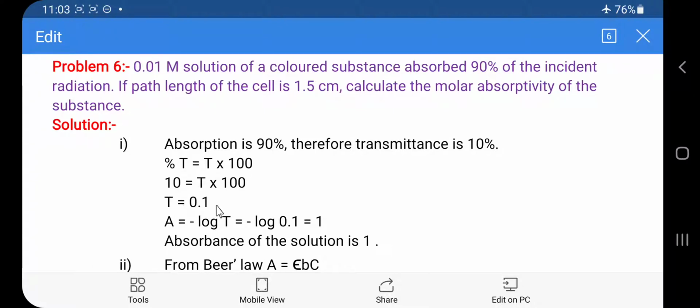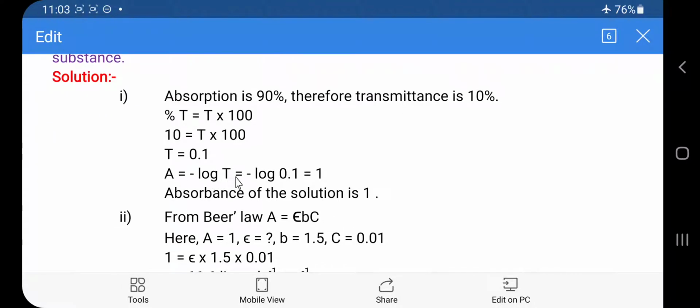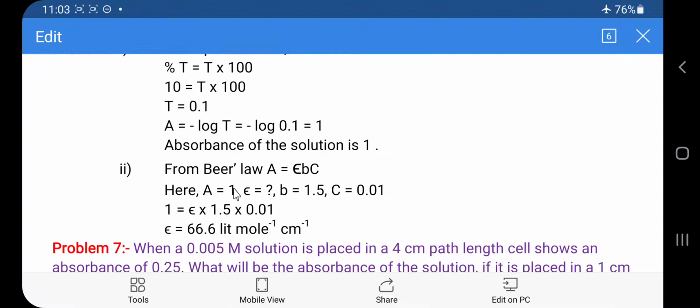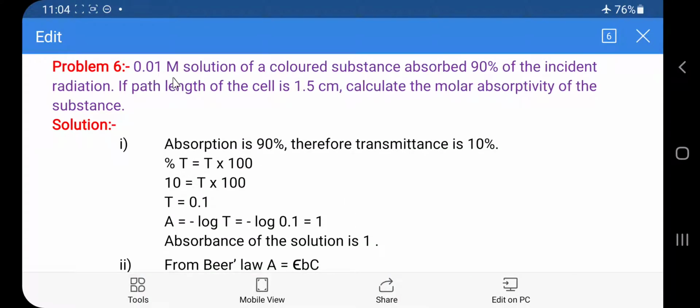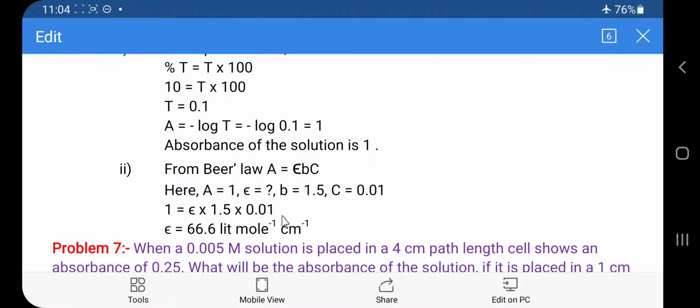So, here T is equal to 0.1, and A is equal to minus log of T, that is, minus log of 0.1, the answer is 1. So, absorbance of the solution is 1. Then from Beer's law, A is equal to epsilon into B into C. So, as per this A is equal to 1, and we have to find out the molar absorptivity. B is given in the problem, it is 1.5, as well as the concentration is also given, it is 0.01 molar. So, C is equal to 0.01 molar. When we substitute all the values in this formula, we will get the value of the molar absorptivity, and its value is 66.6 liter per mole per centimeter.